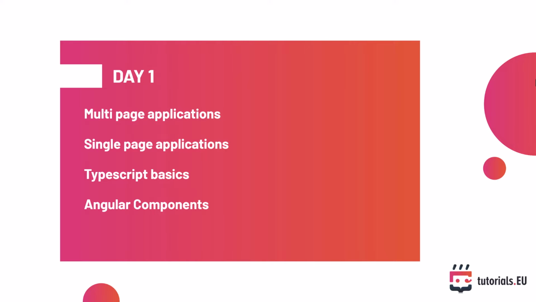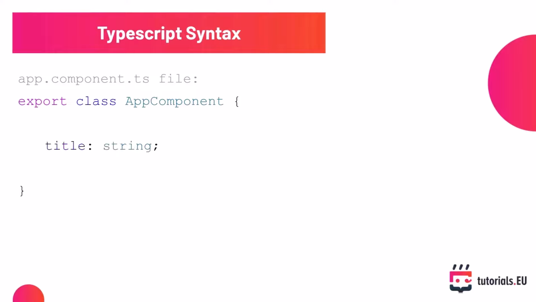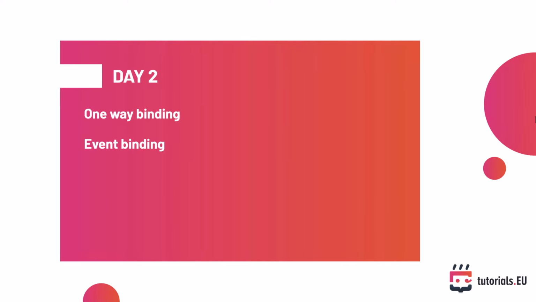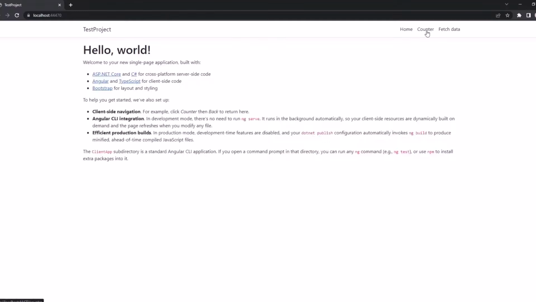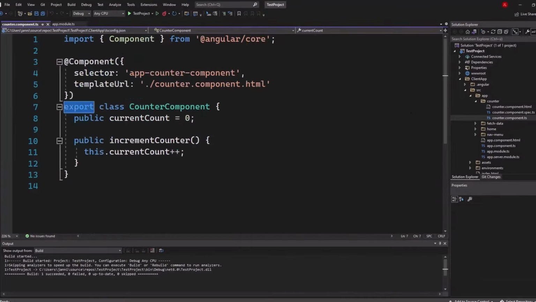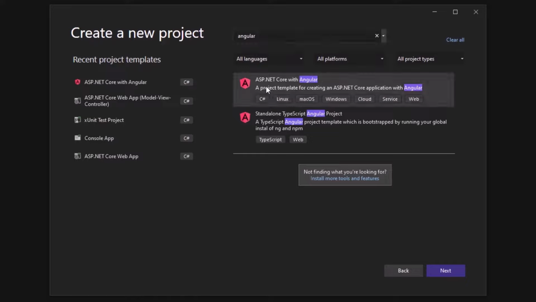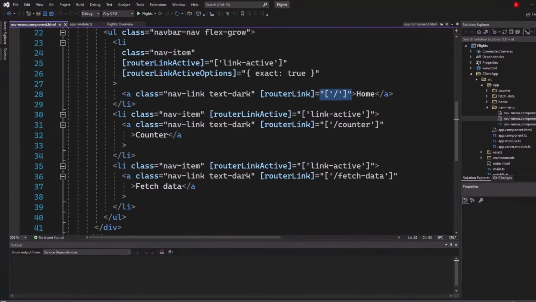On day 1, we will begin by understanding the differences between multi-page and single-page applications. We'll get started with TypeScript and then dive straight into Angular by exploring the world of Angular components. Day 2 is all about interaction. We'll explore the concepts of one-way binding and event binding in Angular. These are the building blocks that will let our application communicate with users seamlessly. On day 3, we'll initiate the construction of our flight booking portal and learn about routing in Angular. This will enable us to navigate between pages effortlessly.